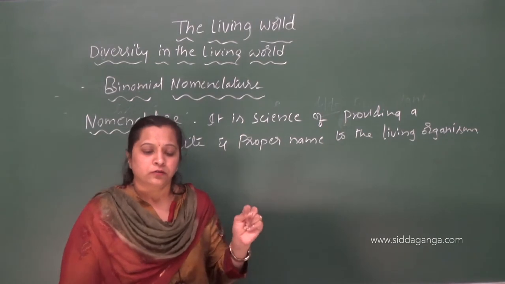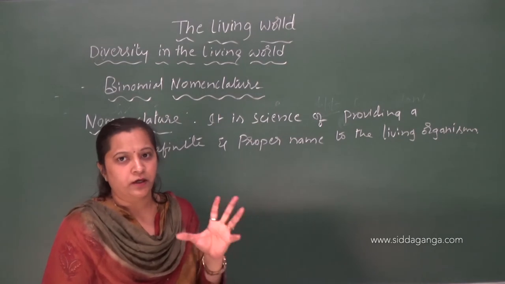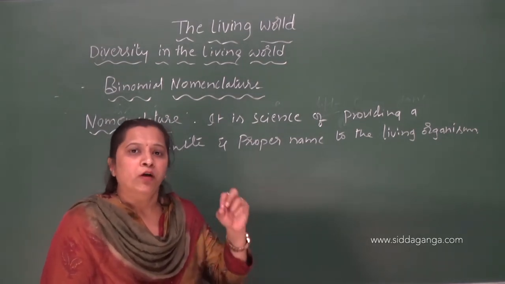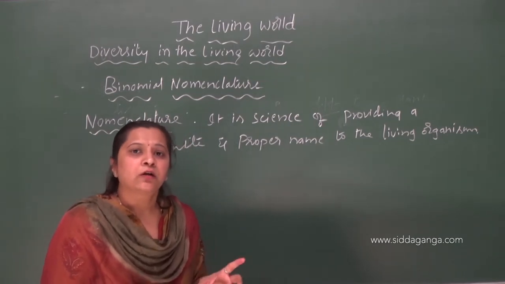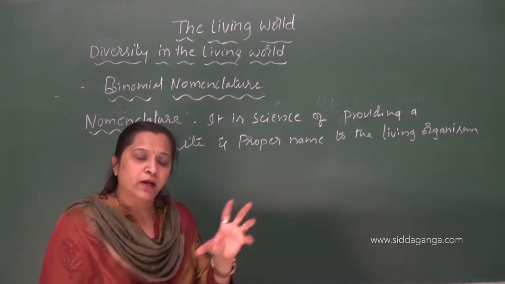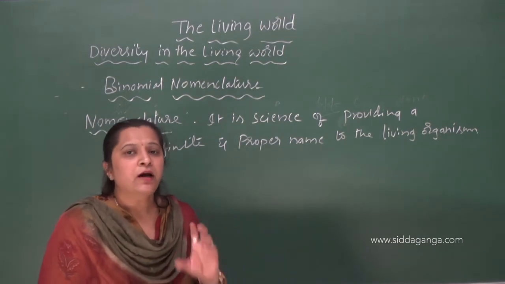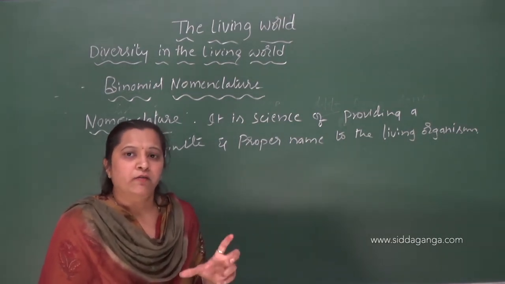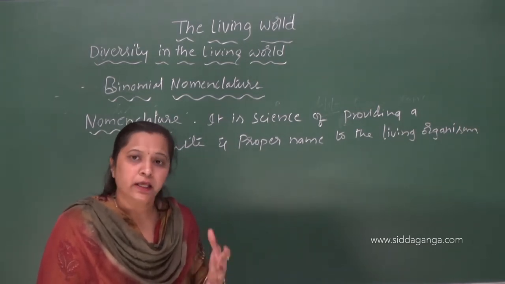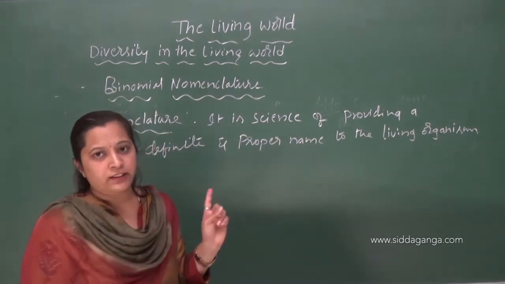So before assigning a specific name to the living organisms, one should know its kind, one should know its features, so that one can identify or recognize it in each and every part of the world. So that is called as what? Identification. Okay, so the very first thing the biologists follow while studying the organism is the identification, then naming, and then the classification. Okay, so we have come to know what is nomenclature.